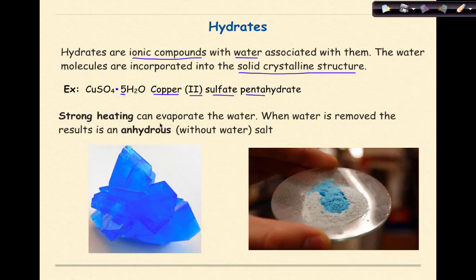Strong heating can evaporate the water that's part of the crystalline structure. When water is removed, the result is an anhydrous, in other words, without water, salt.